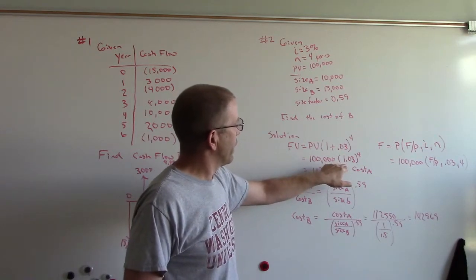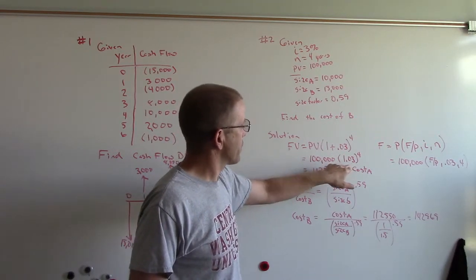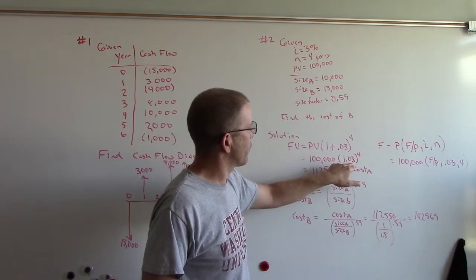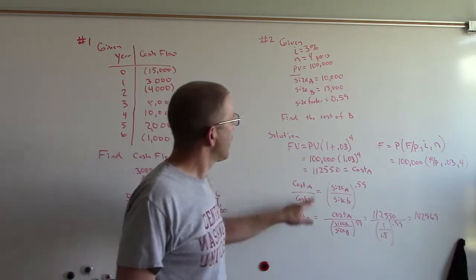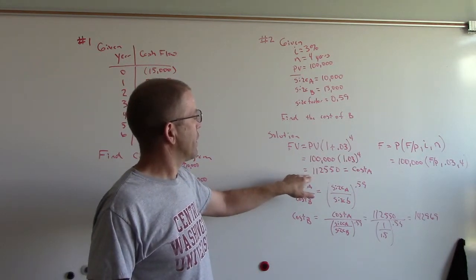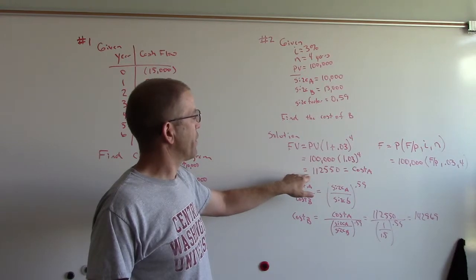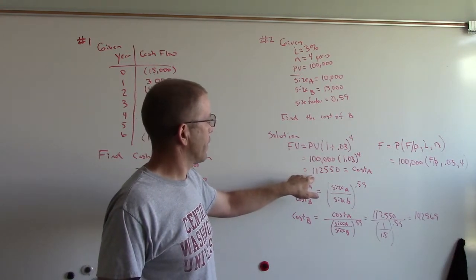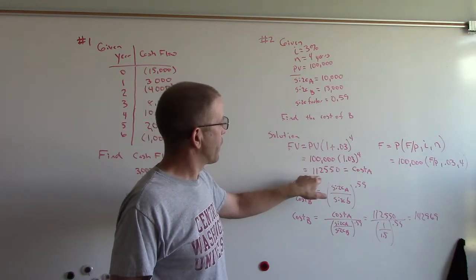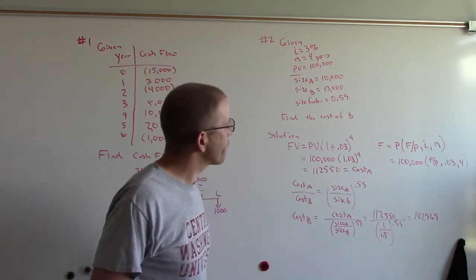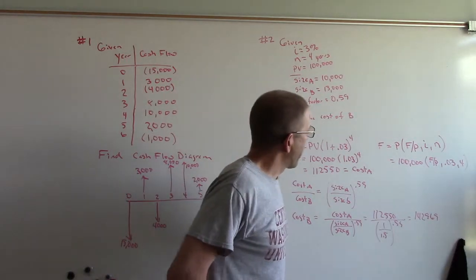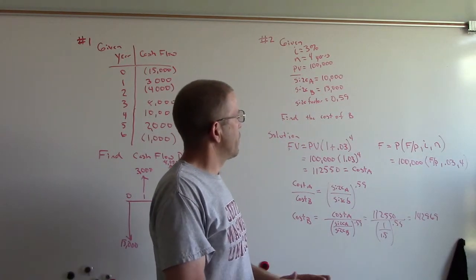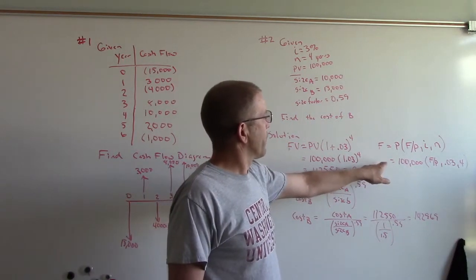We have 1 plus the interest rate, giving us 1.03 raised to the 4th power, and we see that the value of that piece of equipment in 2007 is $112,550.